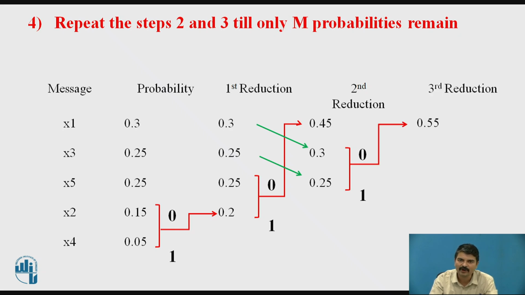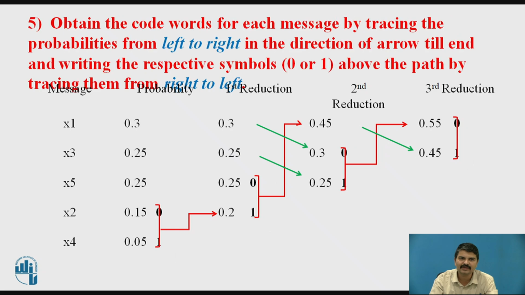So after adding the 0.25 and 0.3, addition will be 0.55 and the last one is 0.45. So to them you can assign the 0 and 1. So after third reduction, the further reduction is not at all possible. Then we are going to follow our 5th number of steps.